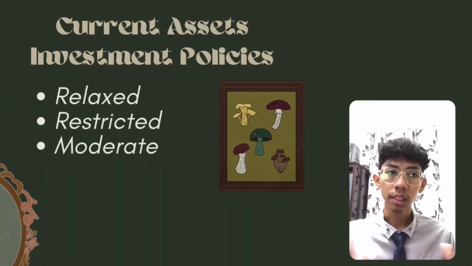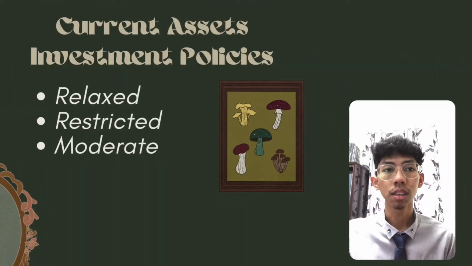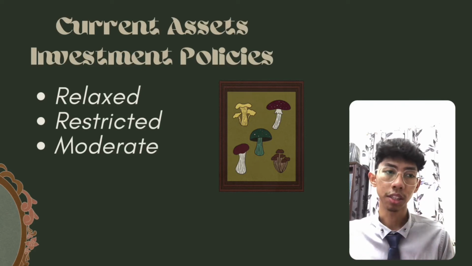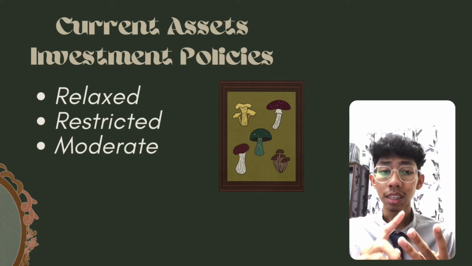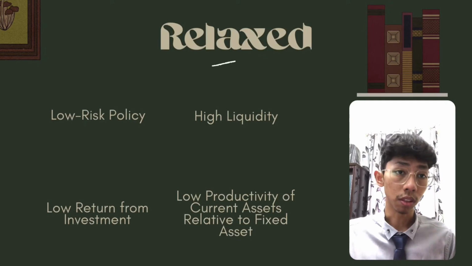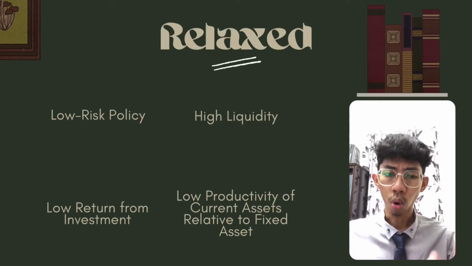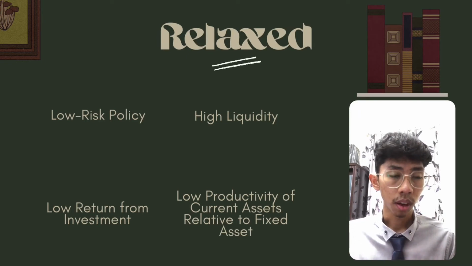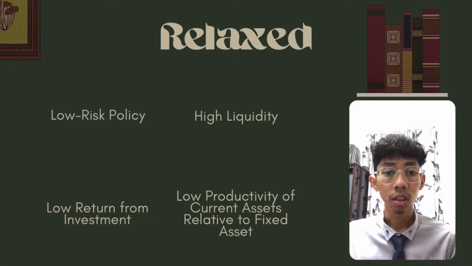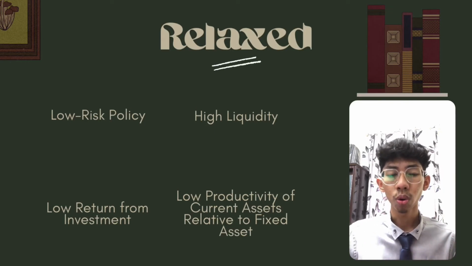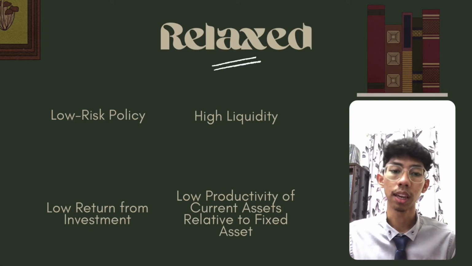So, the next is current asset investment policies. For this, we have 3 items: relaxed, restricted, moderate. First thing first, relaxed is a low risk policy. The second is high liquidity. And the third is low return from investment. And the last is low productivity of current assets relative to fixed assets.